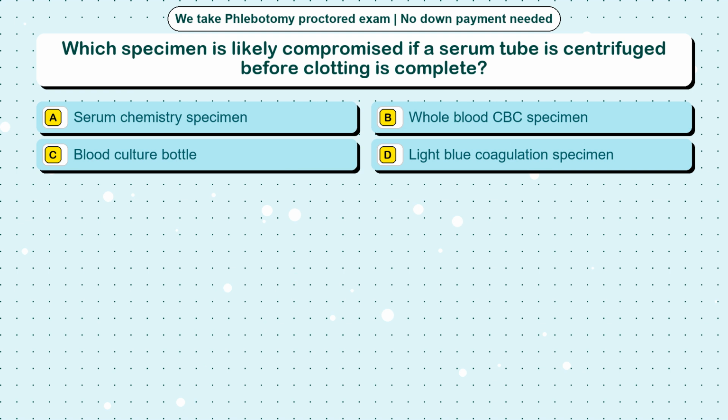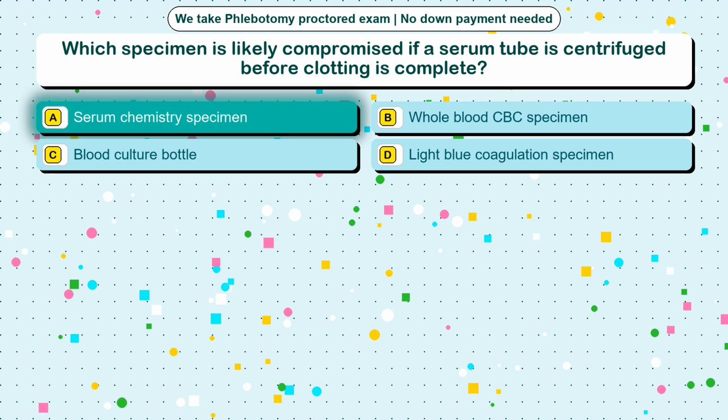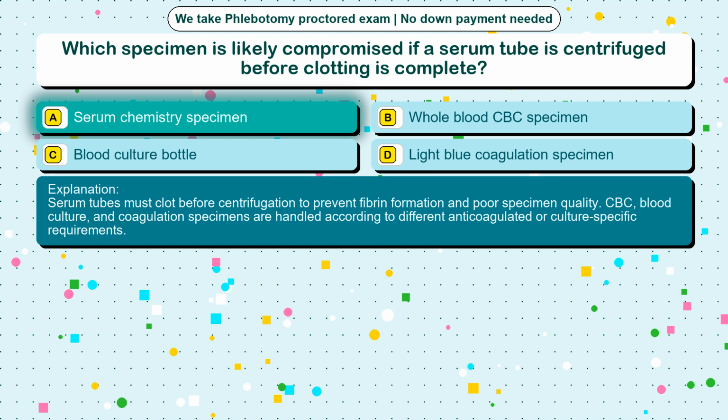Question 81. Which specimen is likely compromised if a serum tube is centrifuged before clotting is complete? Option A, serum chemistry specimen. Option B, whole blood CBC specimen. Option C, the blood culture bottle. Option D, light blue coagulation specimen. The correct answer is option A, serum chemistry specimen. Serum tubes must clot before centrifugation to prevent fibrin formation and poor specimen quality. CBC, blood culture, and coagulation specimens are handled according to different anticoagulated or culture-specific requirements.